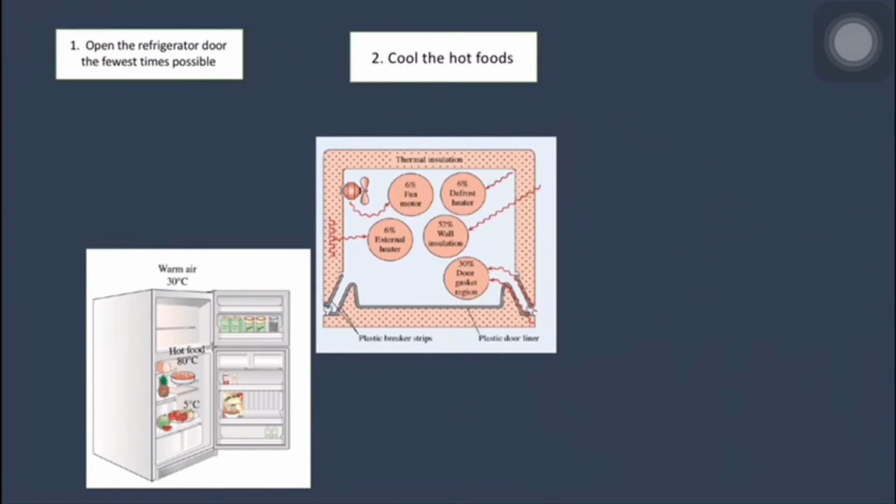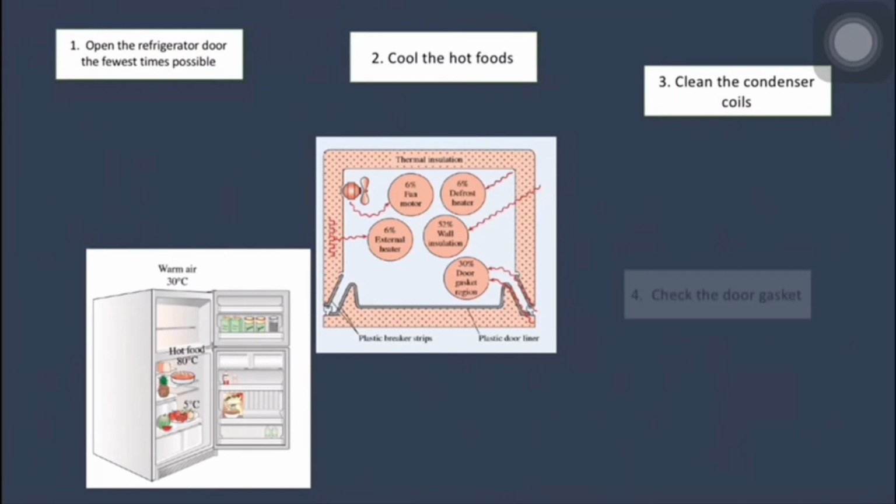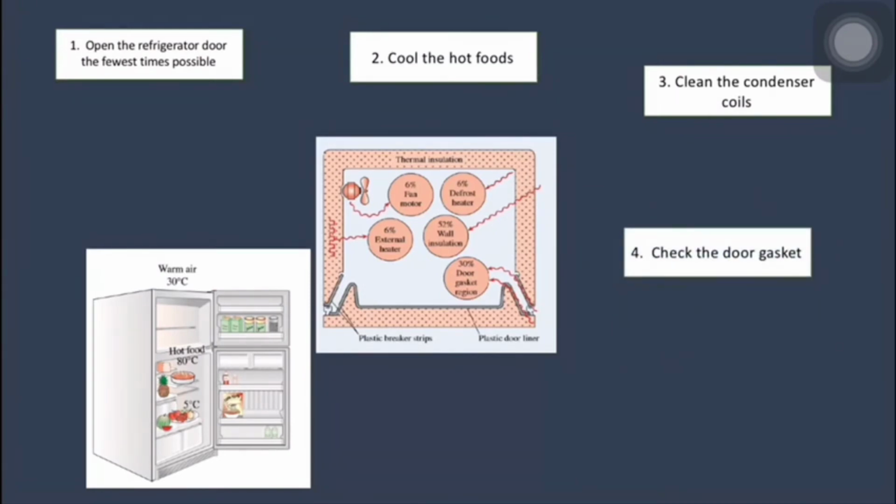Third, clean the condenser coils located behind or beneath the refrigerator. It will improve the cooling ability of the refrigerator while cutting down the power consumption by a few percent. Fourth, check the door gasket for air leaks. Heat transfer through the door gasket region accounts for almost one-third of the regular heat loss of a refrigerator, and thus any defective door gasket must be repaired immediately. Fifth, avoid unnecessarily low temperature settings. Keeping the temperature 6 degrees below recommended levels can increase energy use by as much as 25%.